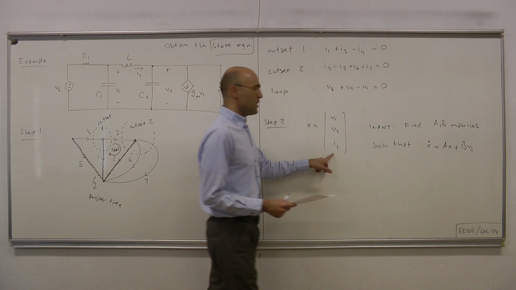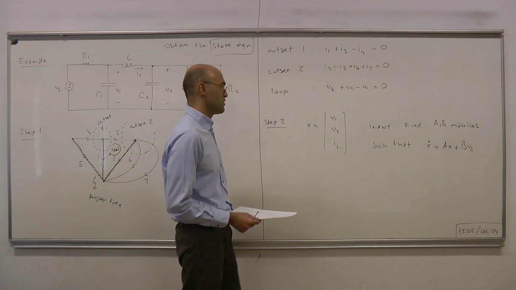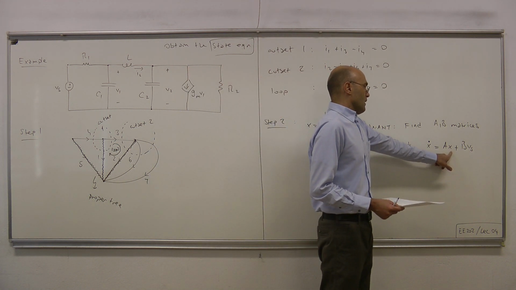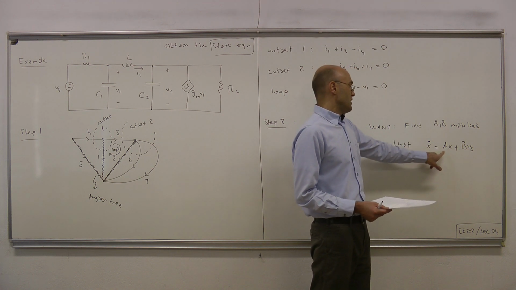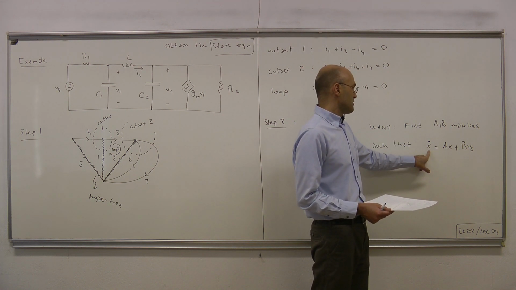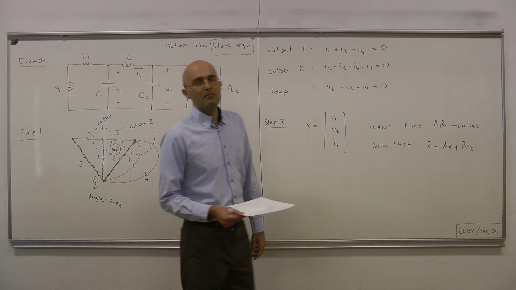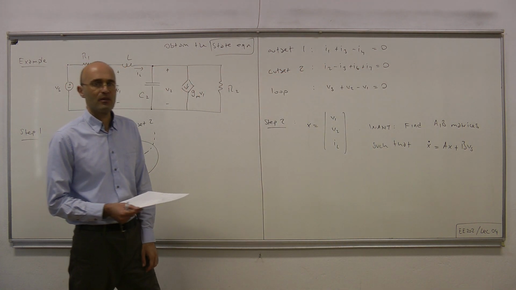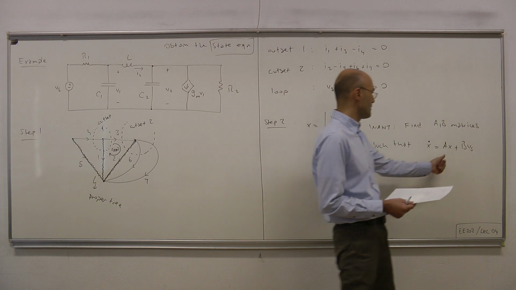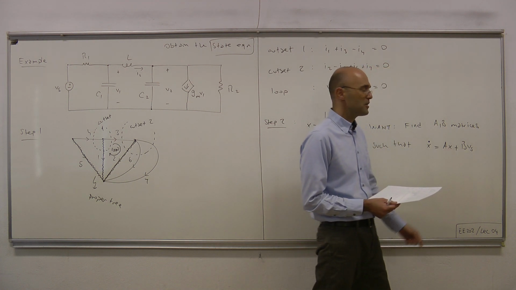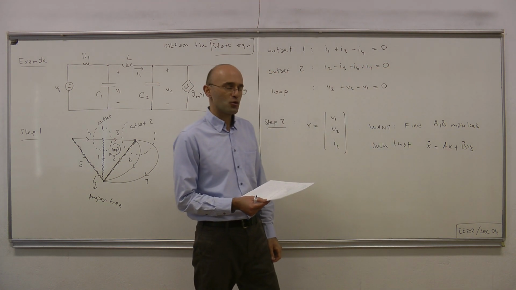So x is in R3, it's a size 3 vector. Therefore its derivative is also size 3, and here we have a matrix. This is size 3, this is size 3, therefore the matrix A must be 3 by 3. Okay, so we're talking about a square matrix, and in the state equation, this is always a square state matrix.